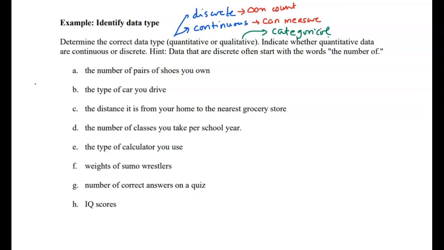The number of pairs of shoes you own. This is something that you can count, so this is quantitative and it's discrete. The type of car you drive. You go, I can't count and I can't measure. It's a characteristic of the car, so this is qualitative or categorical.